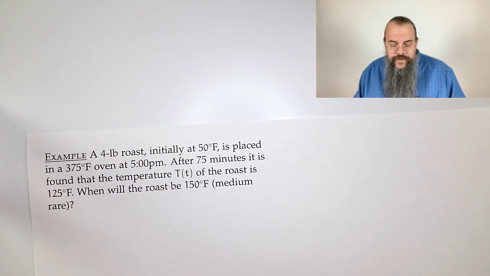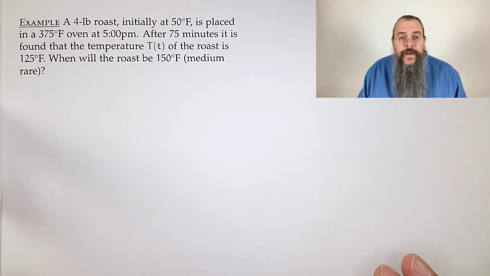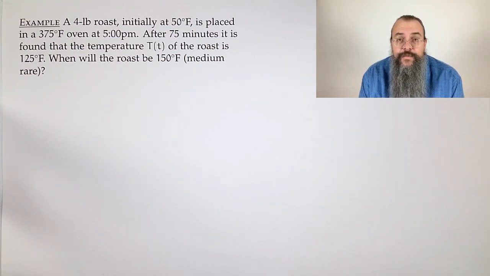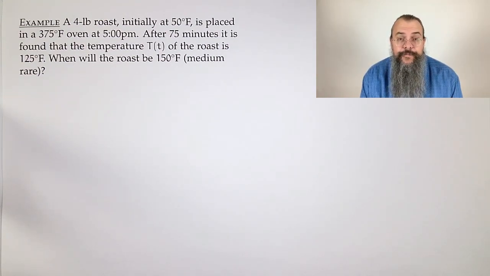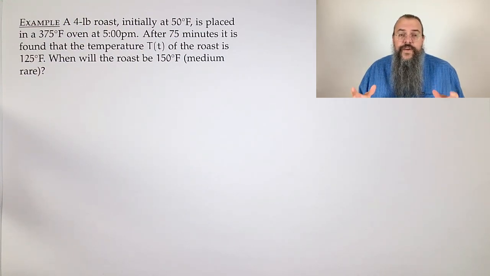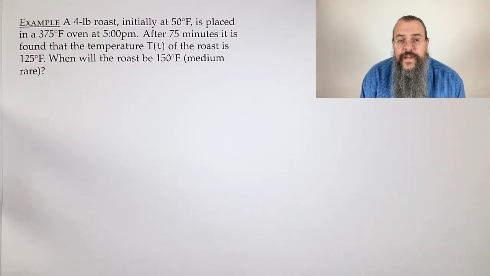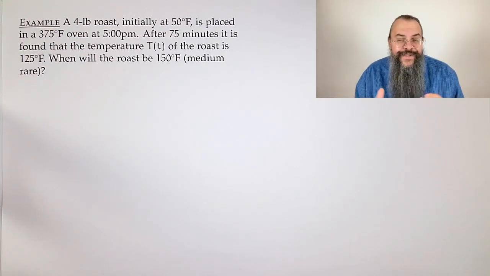Well, let's try an example. In fact, we're going to use Newton's law of cooling here. Here's our problem: a 4-pound roast, initially at 50 degrees Fahrenheit, is placed in a 375 degree Fahrenheit oven at 5 p.m. After 75 minutes, it is found that the temperature of the roast is 125 degrees. When will the roast be 150 degrees? That's considered medium rare, which hopefully means it's going to be tasty.